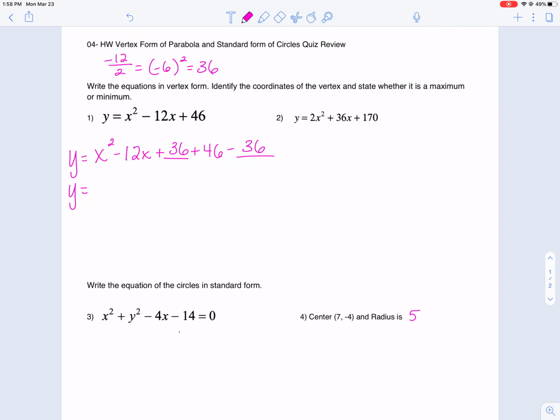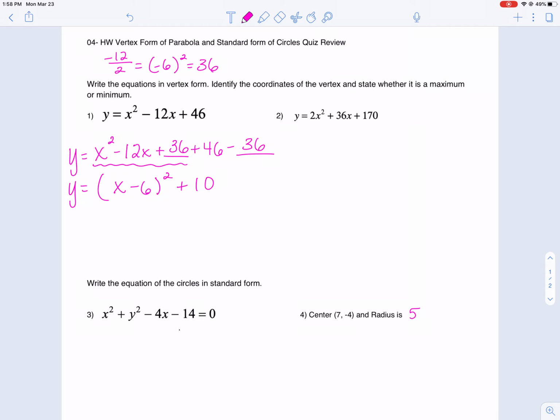And now you made this become a perfect square trinomial. That's x minus 6 squared. And 46 minus 36 is 10. That gives us a vertex at (6, 10). And it also tells us that our parabola is concave up, which means it looks something like this, meaning this has a minimum point. Okay?